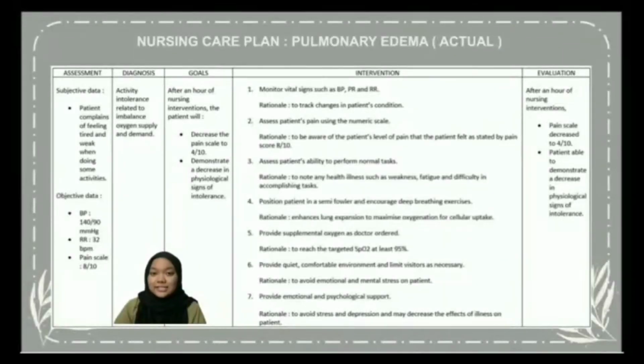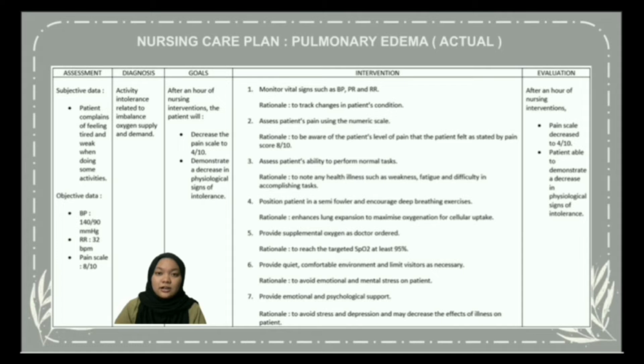Number 3. Assess patient's ability to perform normal tasks. Rationale: to note any health illness such as weakness, fatigue, and difficulty in accomplishing tasks. Number 4. Position patient in a semi-Fowler's position and encourage deep breathing exercises.